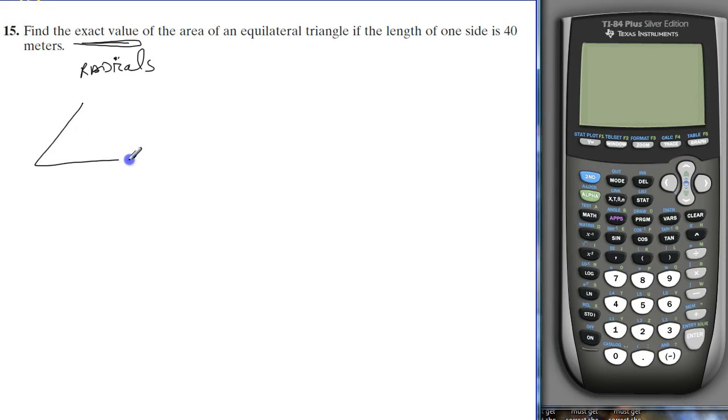All right, let's think about that. Equilateral means all the sides are equal, and they happen to all be 40. Now, I need an angle. So if I want this angle, you got to think back. If all the sides are equal, that means all the angles are equal. And you need to figure out how much that angle is. Well, 180 divided by 3, this angle is 60 degrees. So punch it in your formula and see what you get. Go ahead.